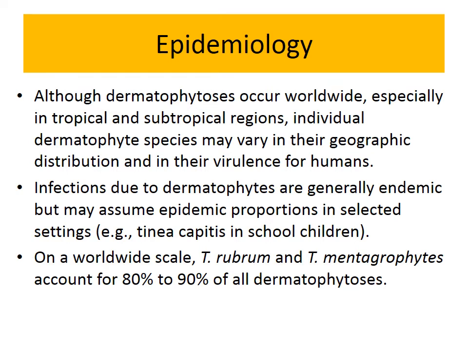When we look at the virulence for these infections, you have to keep in mind that if something is transmissible, you usually take into account school children. So you will see tinea capitis in school children because they are small and they get together in a place. But other than that, 80 to 90% is from tinea rubrum and tinea mentagrophytes. So these basically are two important ones.